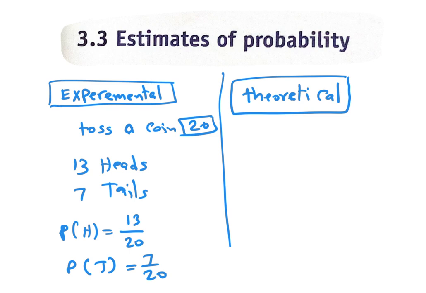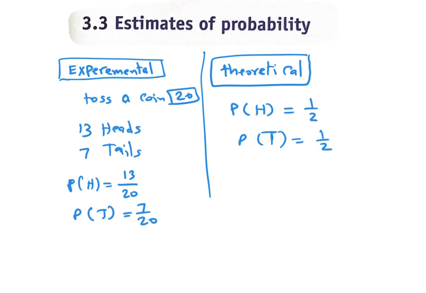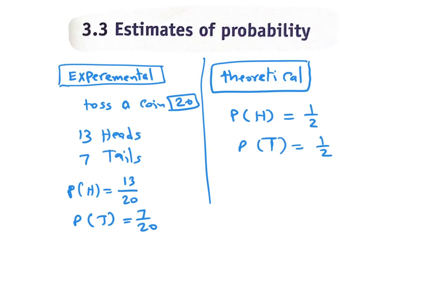But theoretically we know that probability of head equals 1 over 2 and the probability of tail also 1 over 2. Am I right? Because we have two faces. We have one face head and one face tail. So probability of head 1 over 2 and the probability of tail 1 over 2. So why are they different? Because we don't have enough number of trials.